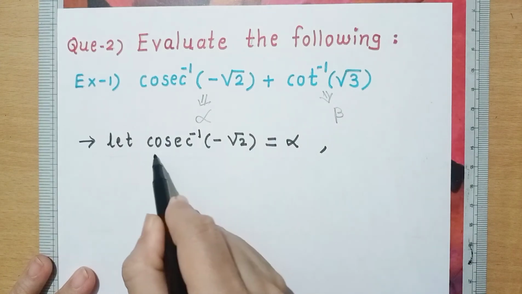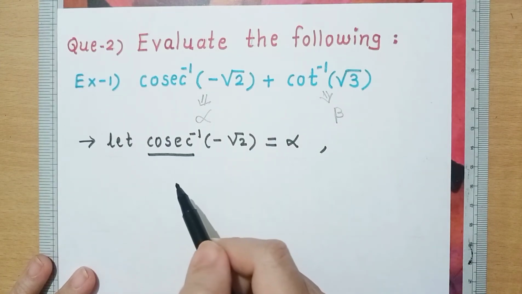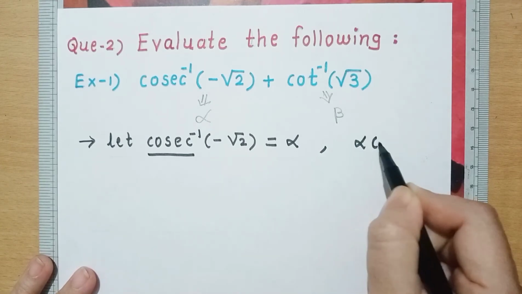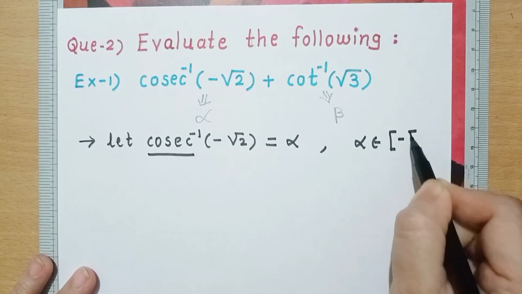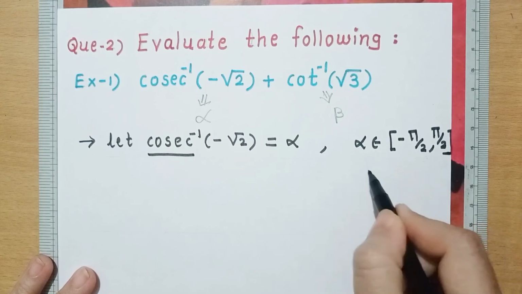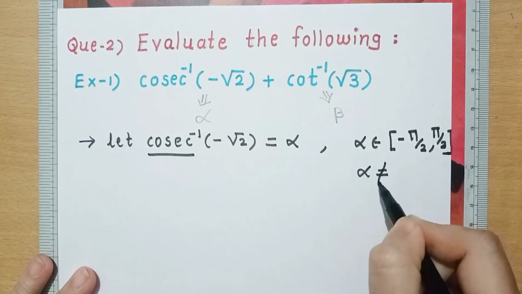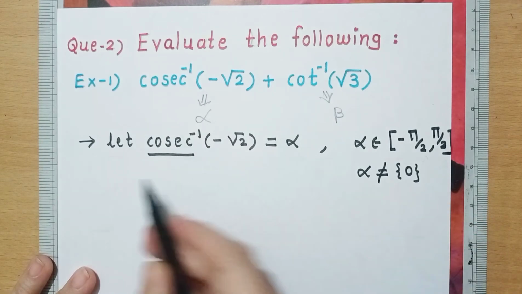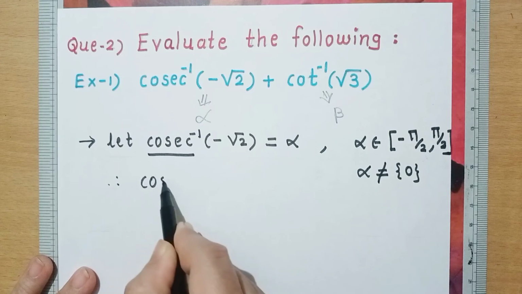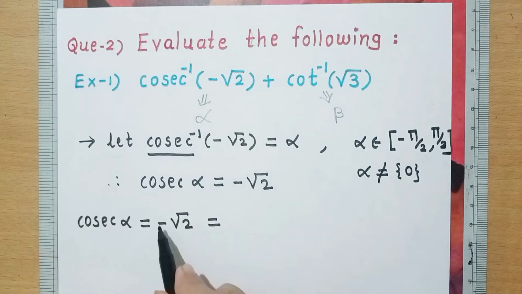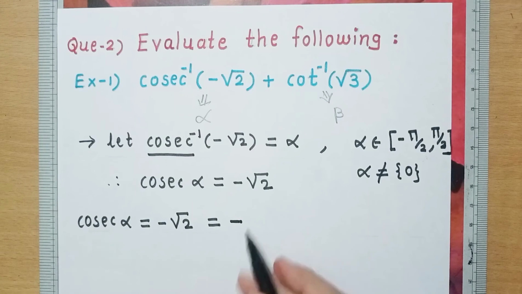The principal value branch of cosec inverse is the same as sine inverse, only we have to delete the 0 angle. So I am writing here alpha belongs to the closed interval minus pi by 2 to plus pi by 2. Only we have to delete the 0 angle, so alpha is not equal to 0. And now move this term here, and therefore cosec of alpha is equal to minus root 2. This minus sign stays as it is, and root 2 is the value of cosec 45.